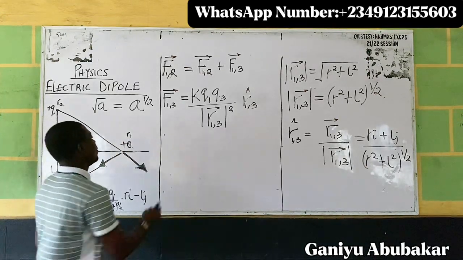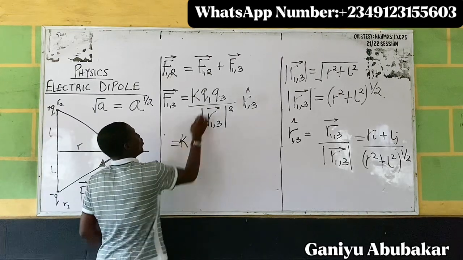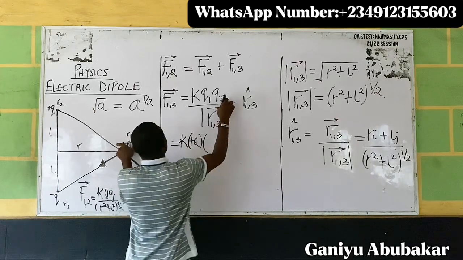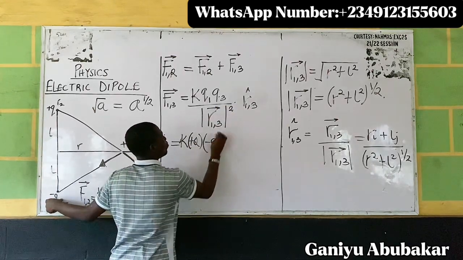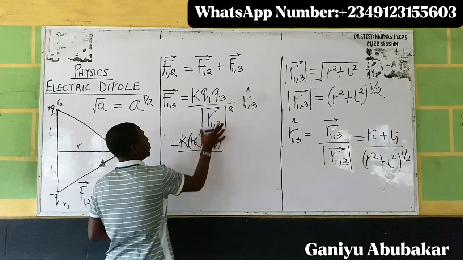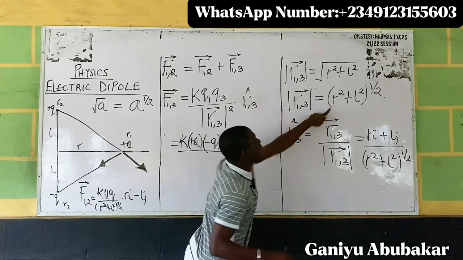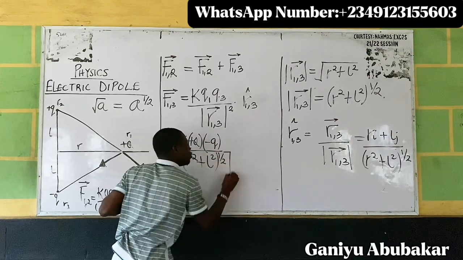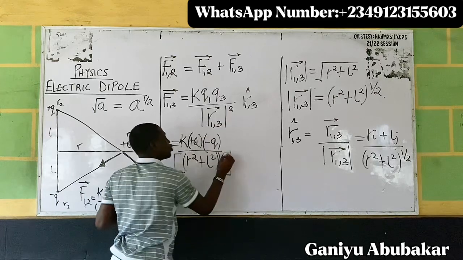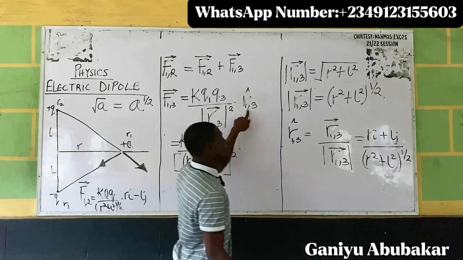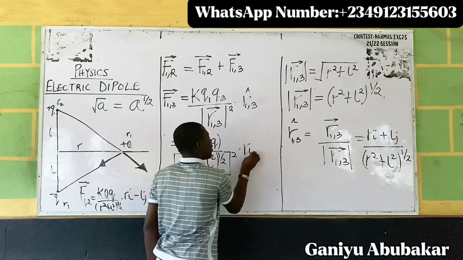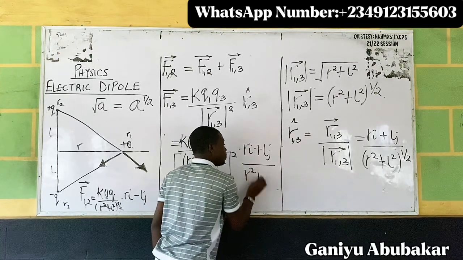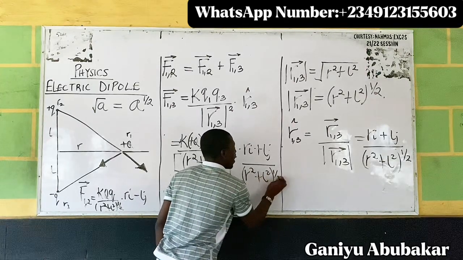Let's get F13. This is equal to K Q1, that's your plus Q, Q3 is minus Q, so minus Q, all over this one here is this. I have R squared plus L squared all to power 3 over 2. Mind you, I have a square, put a square here. Dot, this vector is this, so I have Ri plus Lj all over r squared plus l squared all to power half.